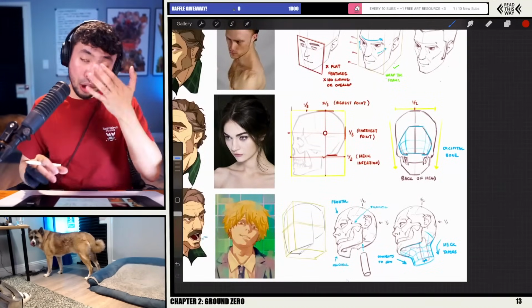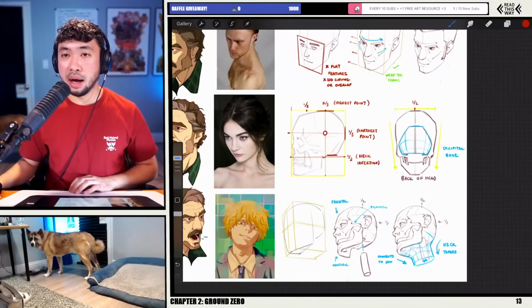Okay. But there you go. That's going to be the head diagram there that we have.